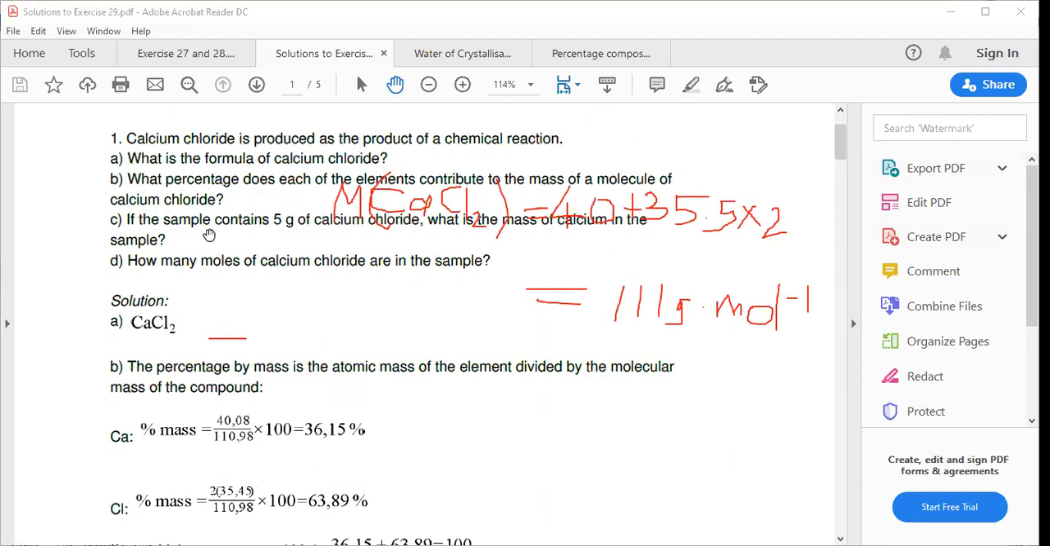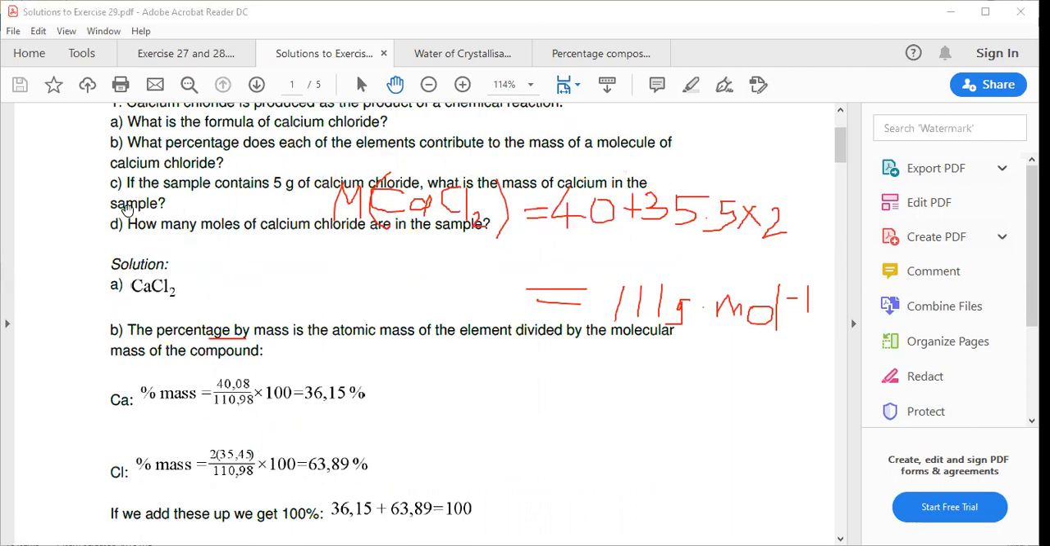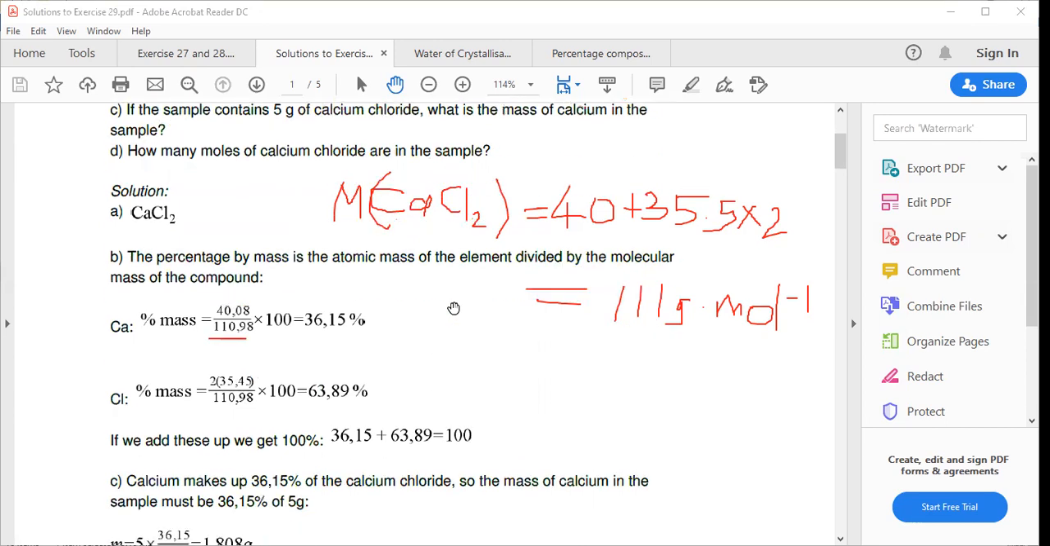The next question says, if the sample contains 5 grams of calcium chloride, what is the mass of calcium in the sample? So what are you going to do? You're going to take that percentage that you got for calcium, which is 36.15, then you multiply it by 5.